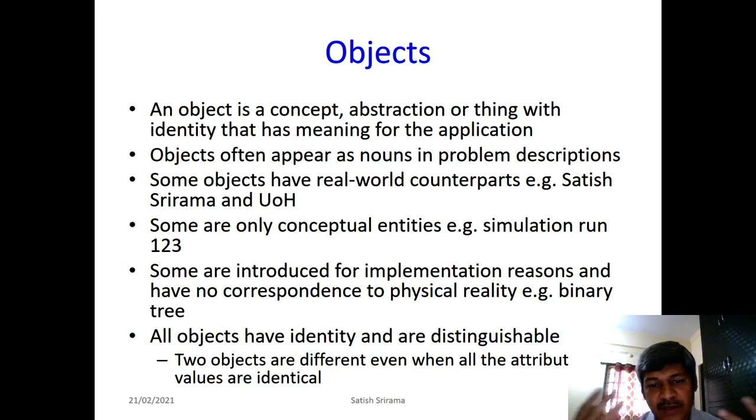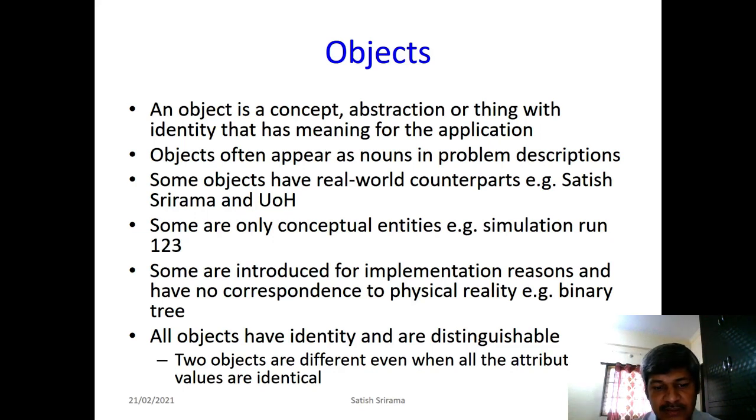And there will be some objects which are purely introduced for implementation purposes. Say, for example, to implement a certain thing, you need a binary tree. You have to create a binary tree class, and then you will be creating that object. Does it have any meaning in terms of physical reality? It will not have. So the objects can appear in any of these forms.